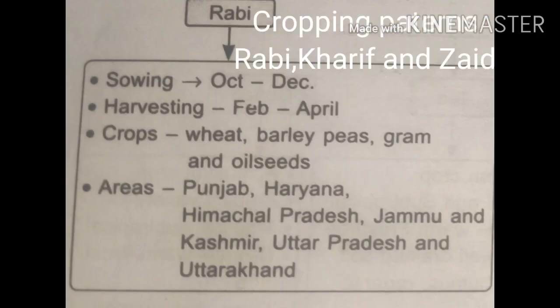Let us see different cropping patterns in India: Rabi, Kharif and Zaid. Now we will discuss Rabi season in detail. The sowing season of Rabi crops is from October to December. The harvesting month is from February to April. The major crops are wheat, barley and peas. The areas are Punjab and Haryana.